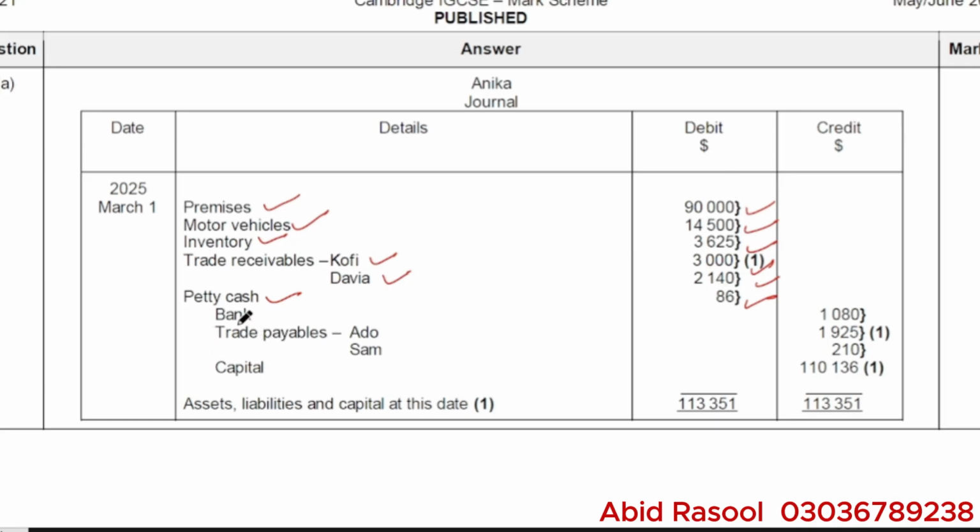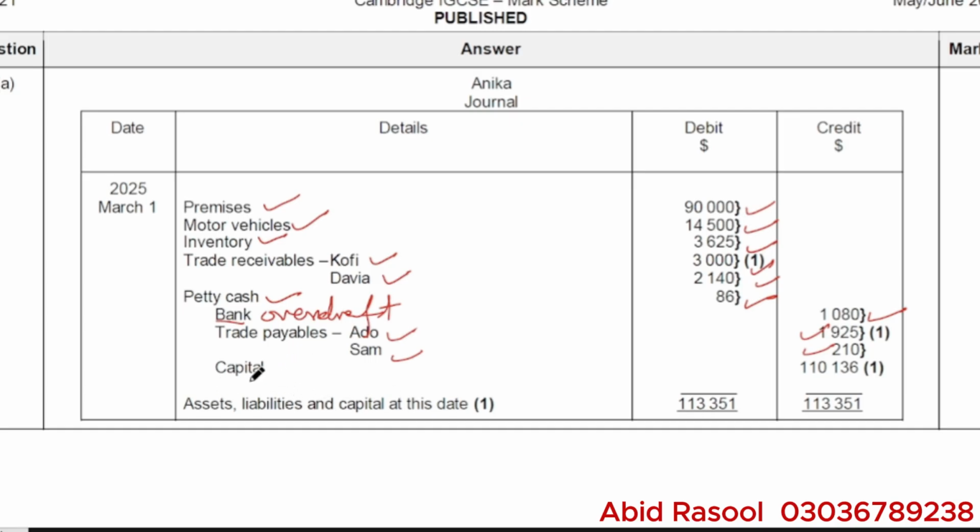Then the credit entries. Bank was an overdraft. Overdraft can be written with the bank. It is coming in credit as it is a liability. Trade payables, Ado and Sam, these are two trade payables. Their amounts are also written as they are liabilities. Trade payables are the current liabilities of a business. They are written in the credit column.